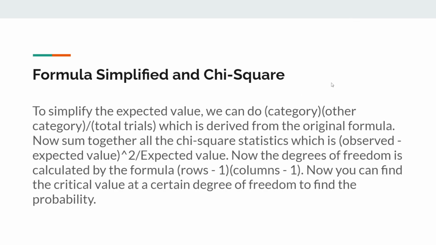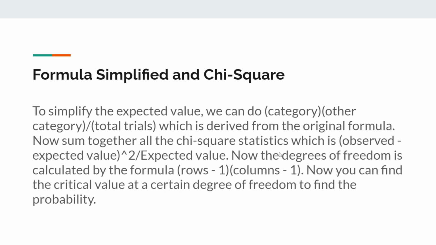So the independence multiplication rule. No, sorry, this is not independence. And we can show this by algebraic manipulation, but I'm not going to do that unless you want me to. Kind of tired of proving things. But anyways, this formula should give you the expected value without having to calculate the probability first and then multiply it by the number of trials, which is derived from the original formula, as I said here. Now sum together all the chi-square statistics, which are observed minus expected, squared, divided by expected.